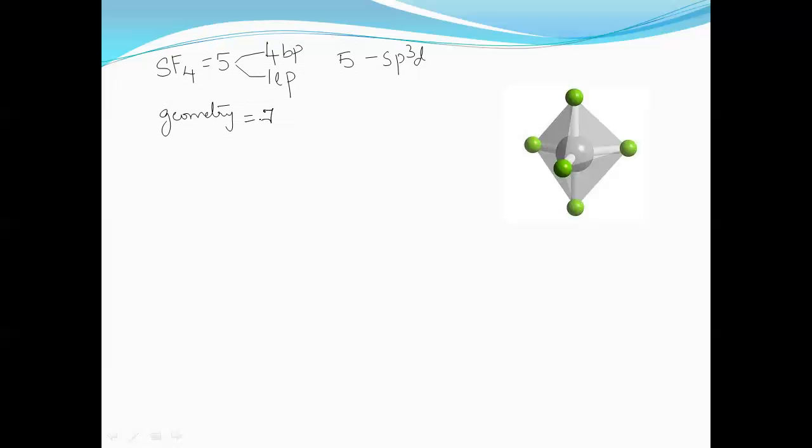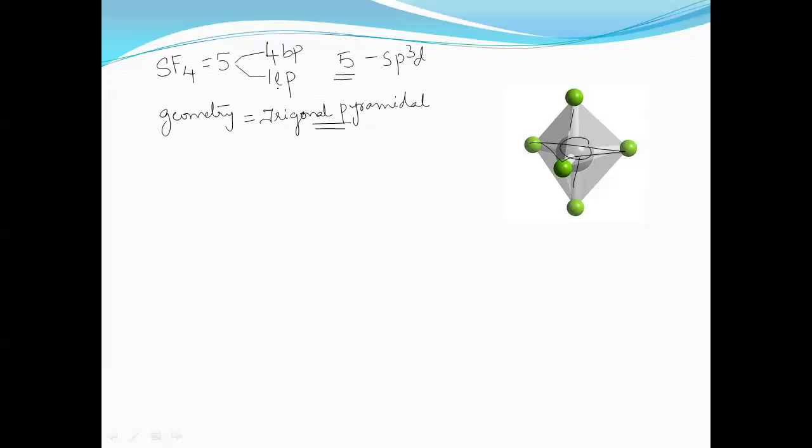The geometry is trigonal bipyramidal. I'll explain what this geometry is. When the steric number is 5, it is trigonal bipyramidal, which means that around the central atom, 3 bonds are in one plane and the other 2 bonds are above and below the plane of this triangle. So it looks like a pyramid above and a pyramid below, like 2 pyramids above and below the plane of the triangle. Hence the name trigonal bipyramidal.